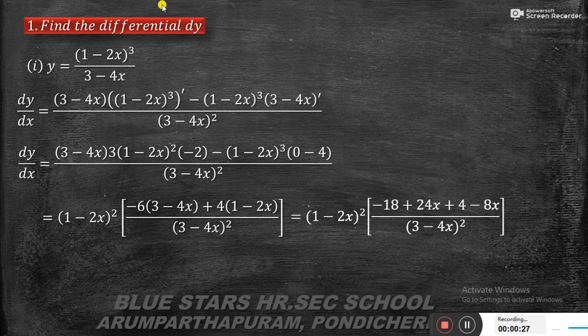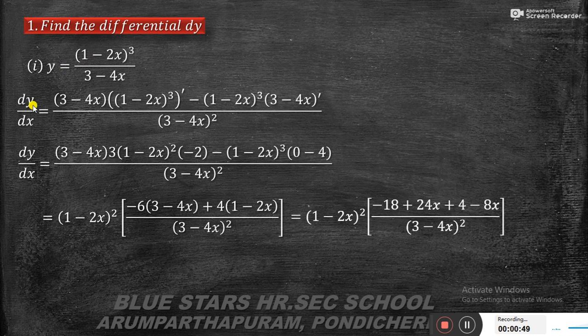So now we discuss exercise 8.2. First problem, find the differential dy for each of the following functions. Subdivision 1, y equal to (1 minus 2x) whole power 3 by (3 minus 4x). This is the given function. From this we find the differential dy.